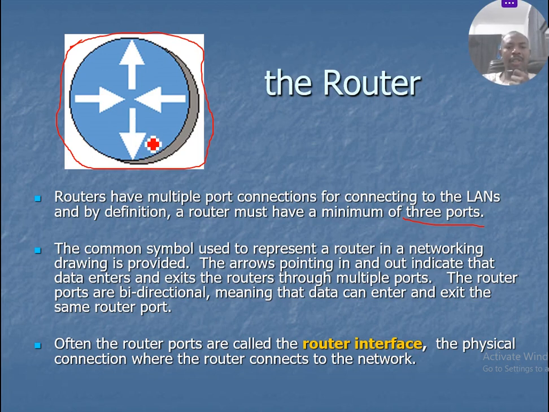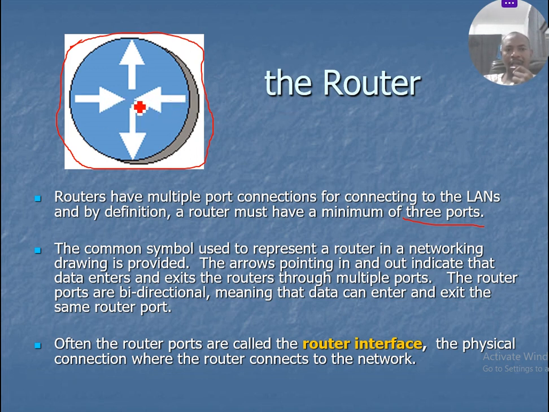The router ports are bidirectional. Each port is bidirectional. What it means when we say router ports are bidirectional is that data can enter and exit the same router port. Data can enter here and also exit from here. They are bidirectional both ways.